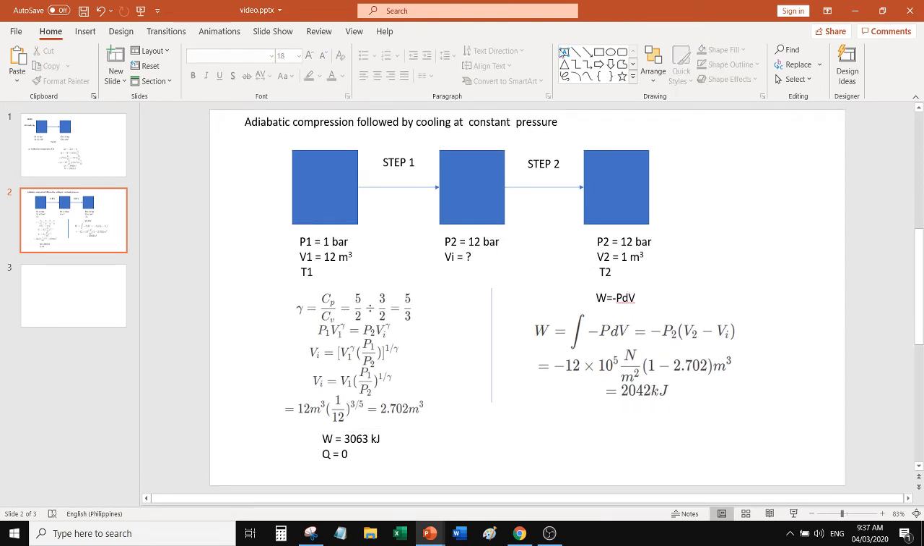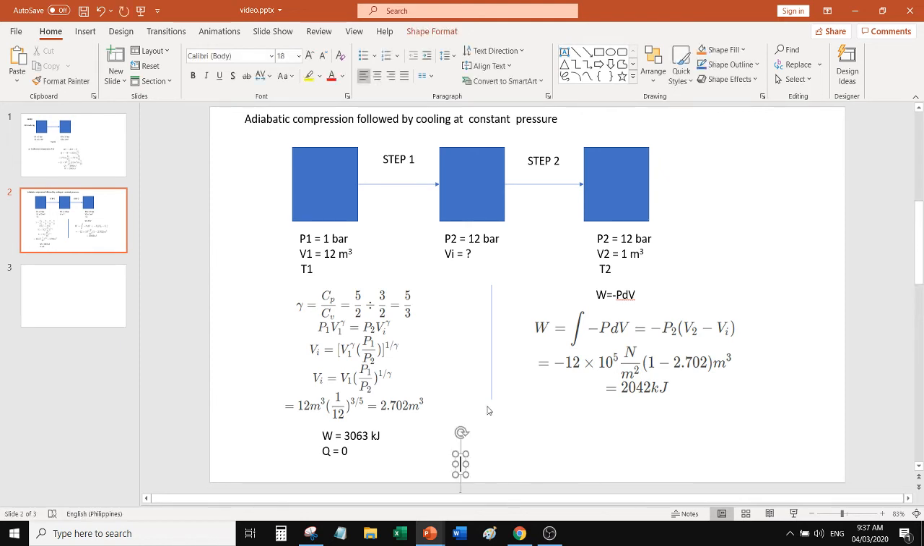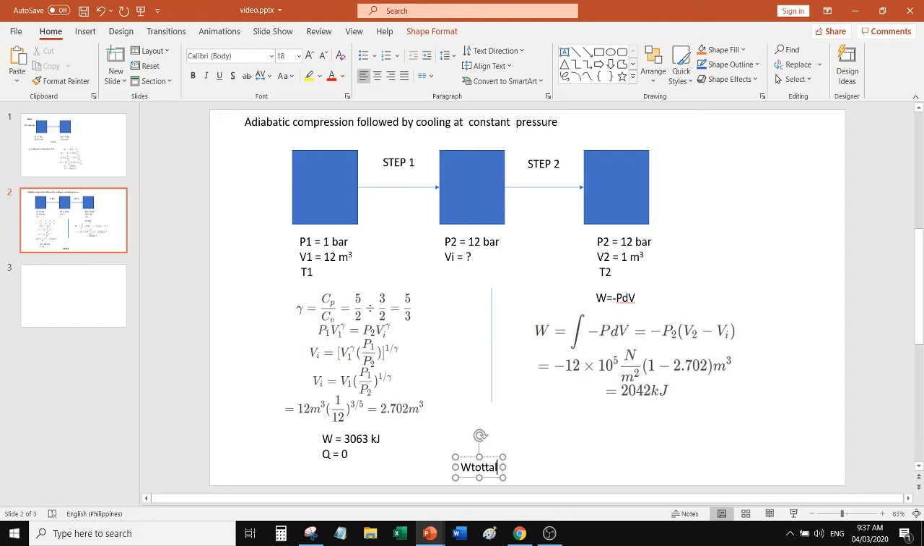The total work is the work in step 1 plus the work in step 2, and that is equal to 3063 plus 2042, equal to 5106 kilojoules. So that's the total work.